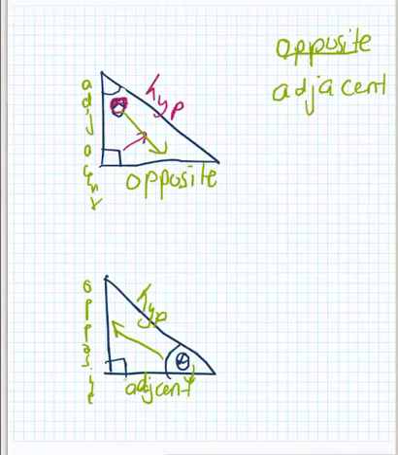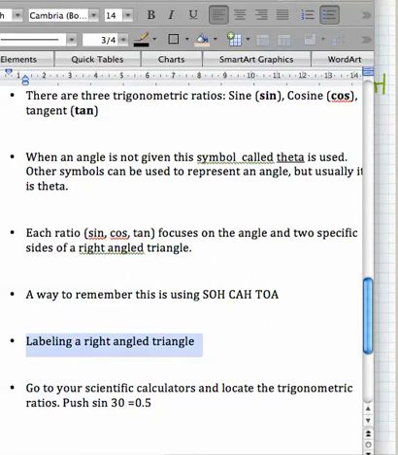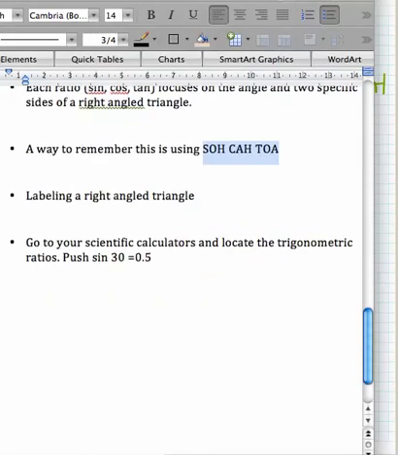Okay, so you have a hypotenuse, which is always the same, but then you've got opposite and adjacent, which can change depending on the angle you are focusing on. So you always have to focus on one angle. Even if they've given you two different angles, you still focus on one and label it accordingly. Now we'll go through exactly what we mean by SOH CAH TOA in a second. But before we do that, you know how to label a right angle triangle now.